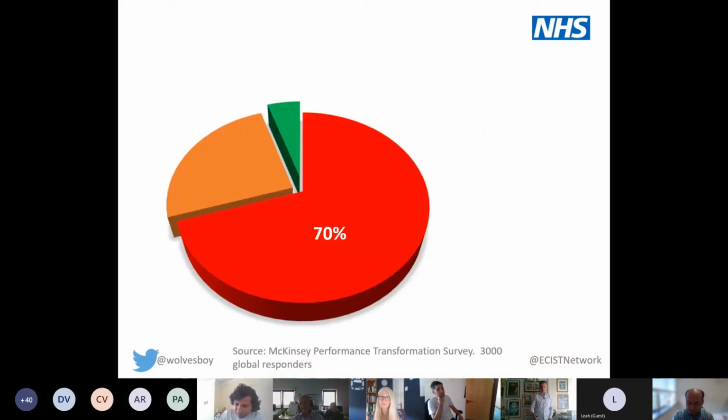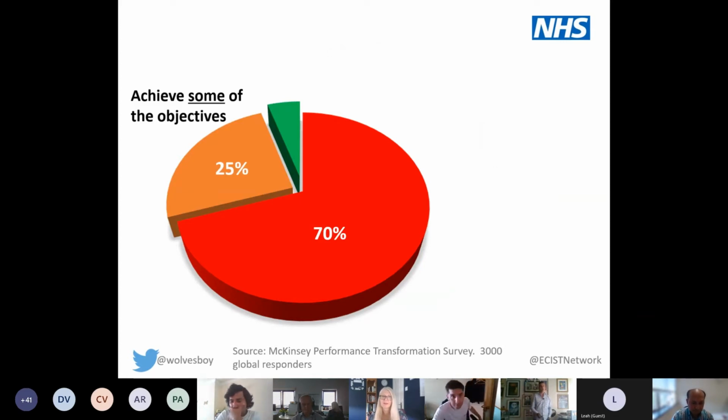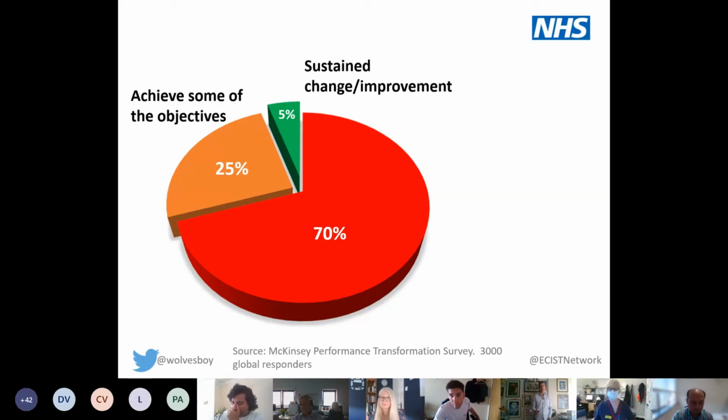For me, it probably isn't the 70% that stands out as much. It's the additional 25% that only achieve some of their objectives, and therefore only 5% of improvement efforts lead to a sustained change or improvement. And again, going back to that point, we put a lot of effort into improvement work. We put a lot of resource, time, commitment, energy into improvement work, trying to get things better. But if you look at those numbers, you think we have to do something slightly different.